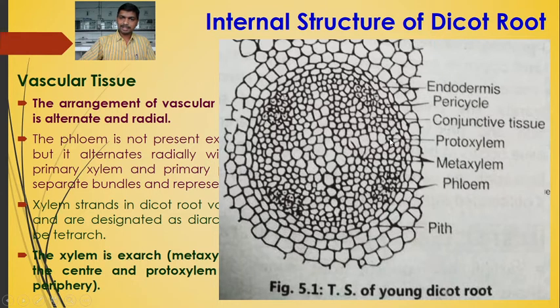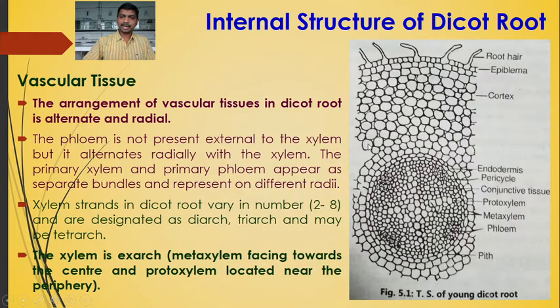Protoxylem has small sized vessels, metaxylem has large sized vessels. Metaxylem is directed towards the center while protoxylem is located near the periphery. Such a condition is the exarch condition. So this is the characteristic of the root: exarch xylem.